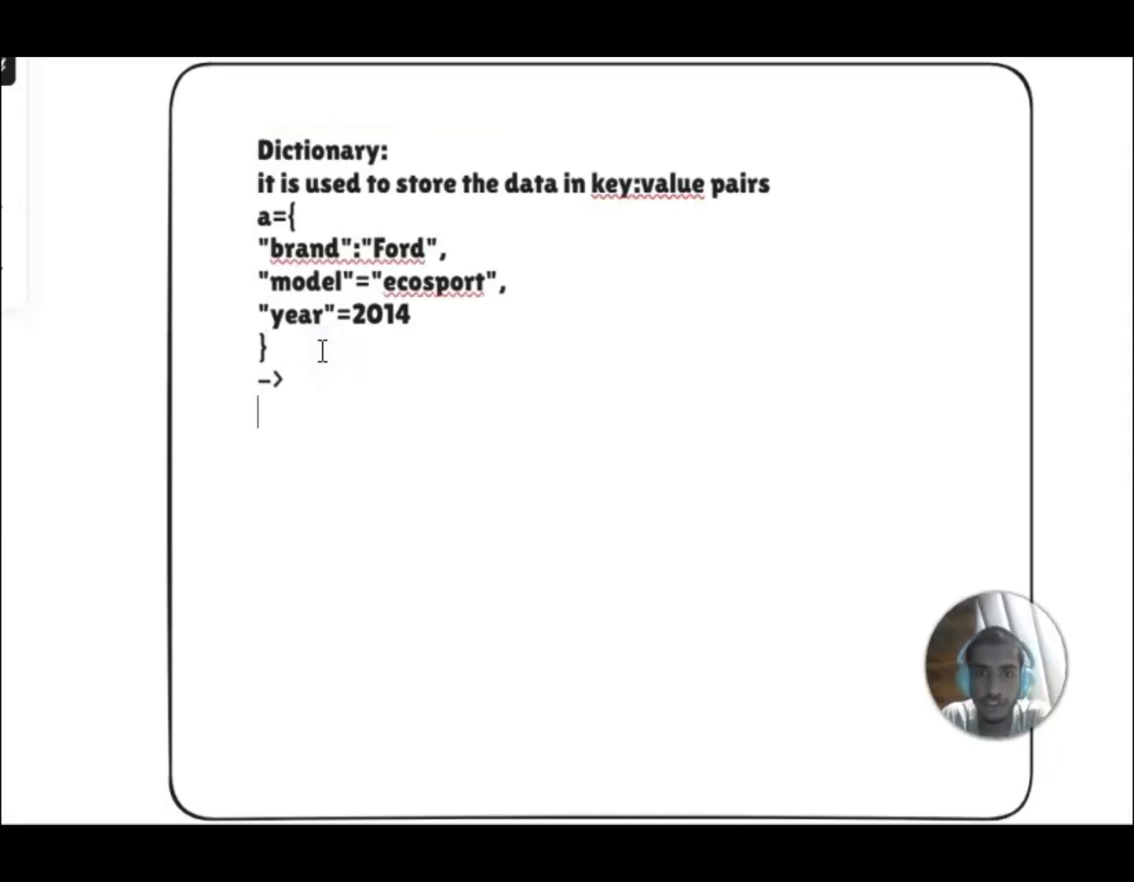Basically, dictionaries are ordered, mutable, and they do not allow duplicates also.